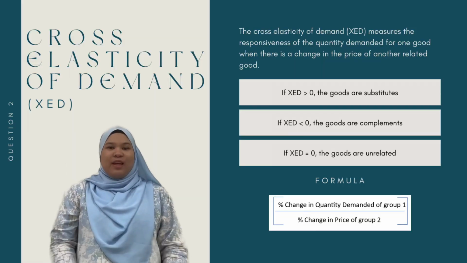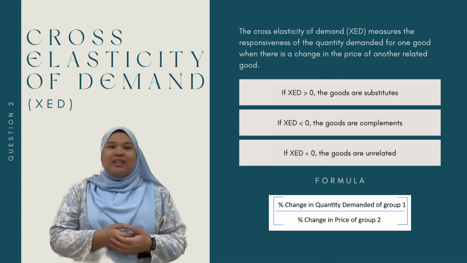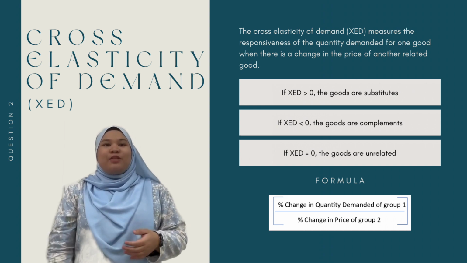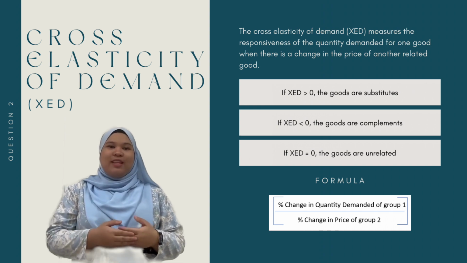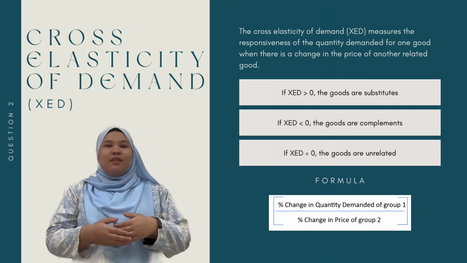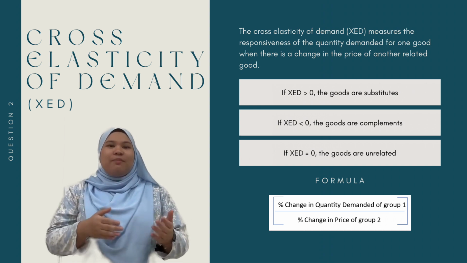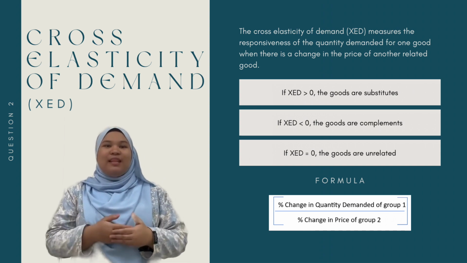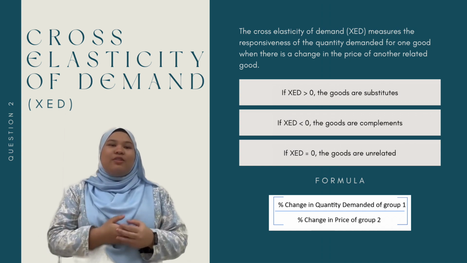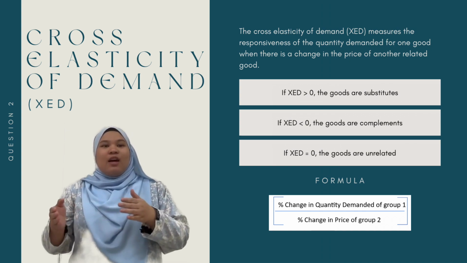For question 2a, what is cross elasticity of demand, XED? Cross elasticity of demand measures the responsiveness of the quantity demanded for a particular good with respect to the change in the price of other goods. The change in the price of a related good may lead to a change in the demand of the other good. There are 3 degrees of responsiveness in cross elasticity of demand.